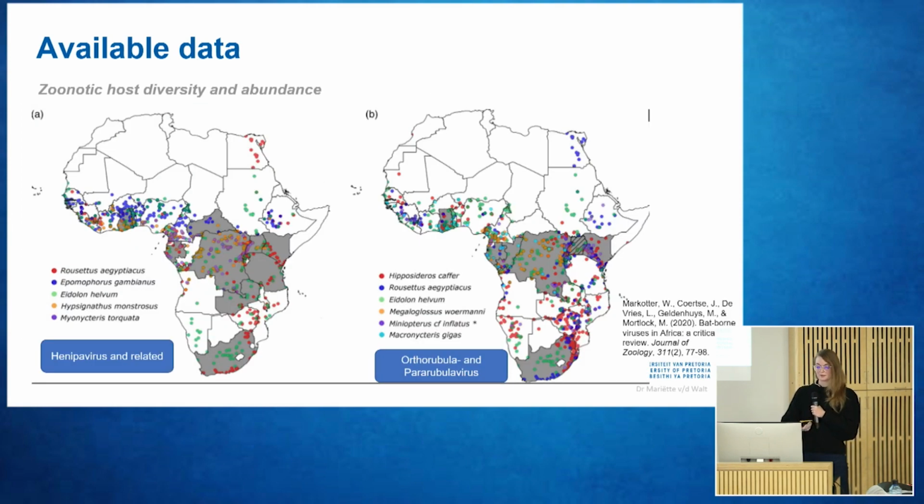So we also have work done by Prof Markotter, where we can relate the distribution and abundance of the bat species with their viruses.